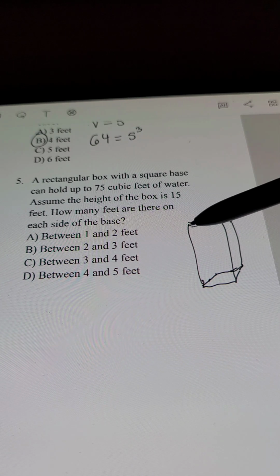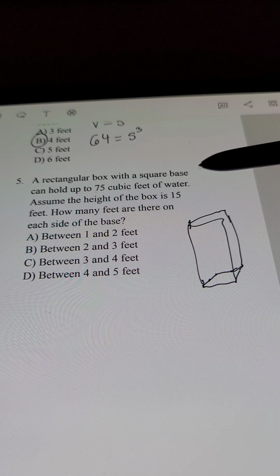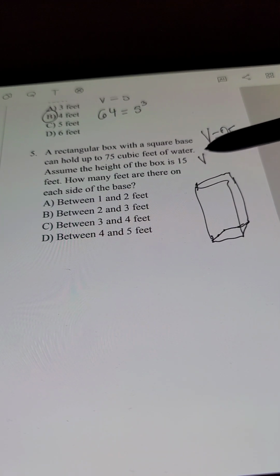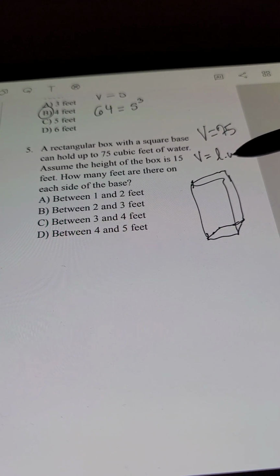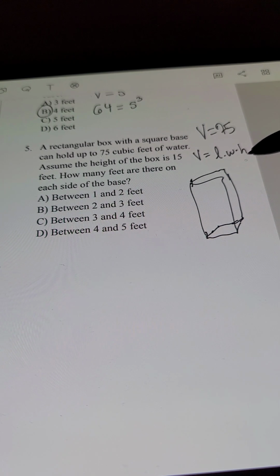And we know that this whole rectangular box can hold up to 75 cubic feet of water, so we know that the volume is equal to 75 cubic feet, right? Now, volume of a rectangular prism is equal to length times width times height. We know the height is 15, so we can plug in 15 for h. And then we know that the length would be the same as the width because it has a square base.